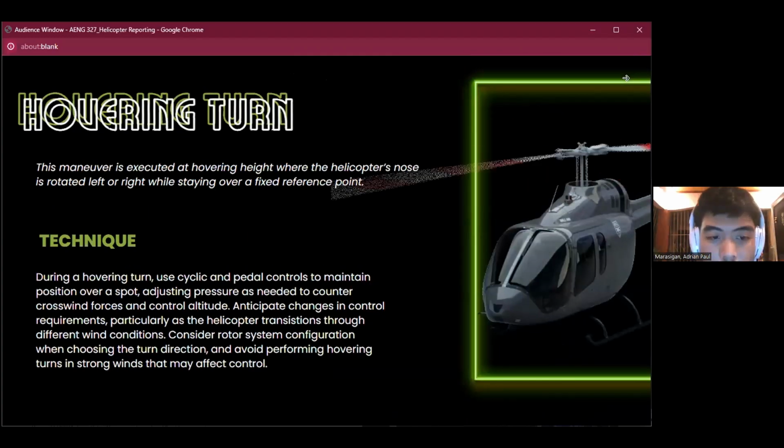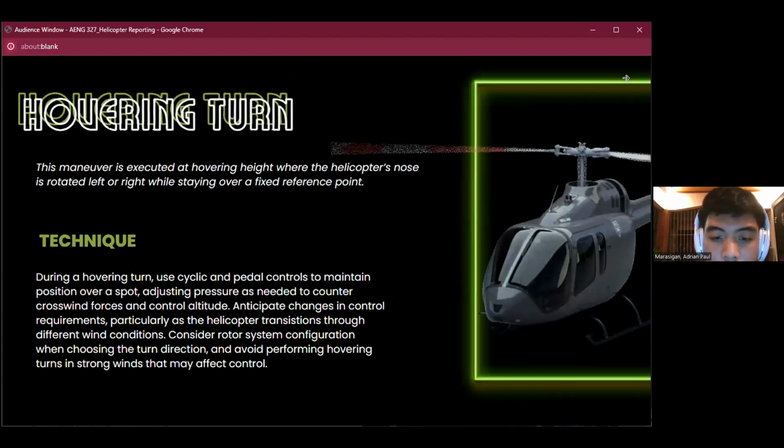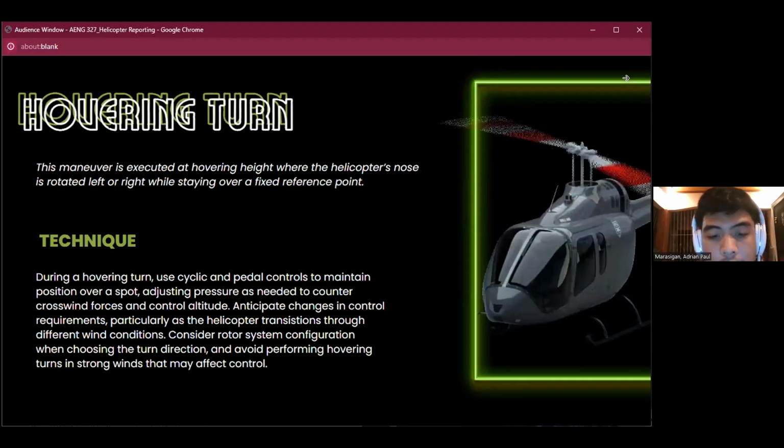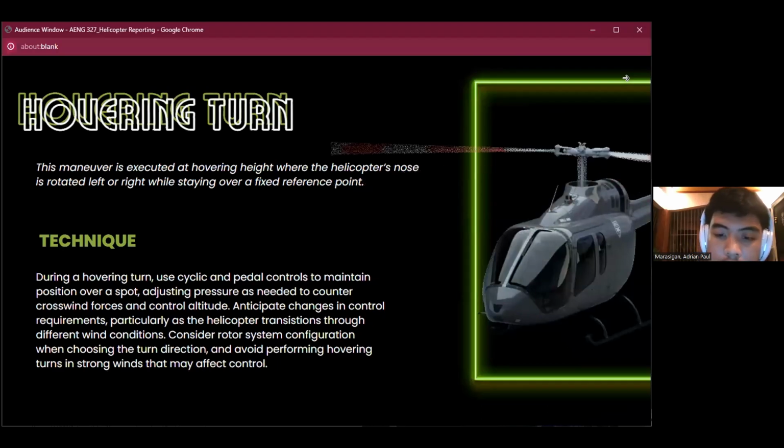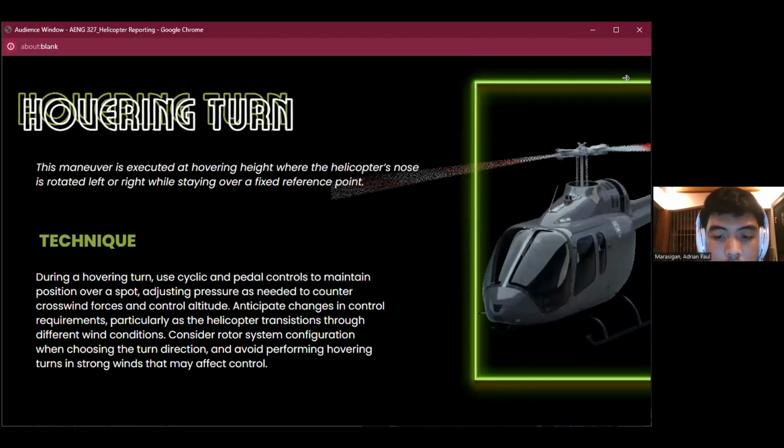Next is the hovering turn. A hovering turn is a maneuver performed at hovering altitude in which the nose of the helicopter is rotated left or right while maintaining position over a reference point on the surface. This maneuver requires the coordination of all flight controls and demands precision control near the surface.